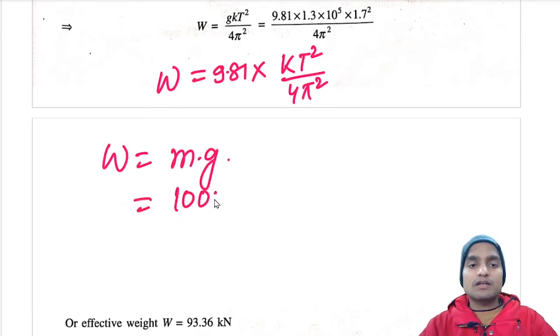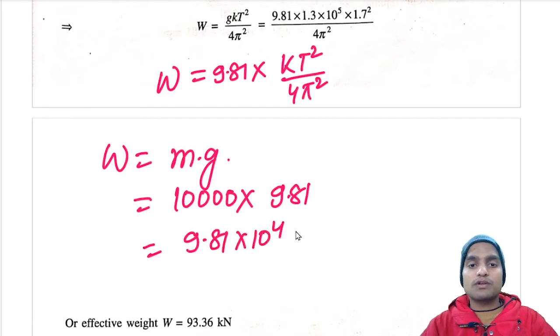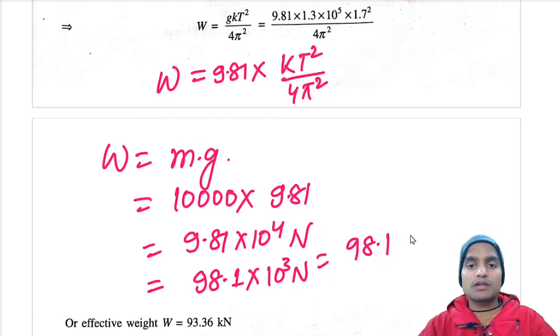Mass is 10,000 kg into g value is 9.81. So why do so much calculation like this? Simply follow this value, and it will be equal to 9.81 into 10 to the power 4 Newton. Okay, so we can write it as 98.1 into 10 to the power 3 Newton, which will be equal to 98.1 in kilonewton, almost this value.